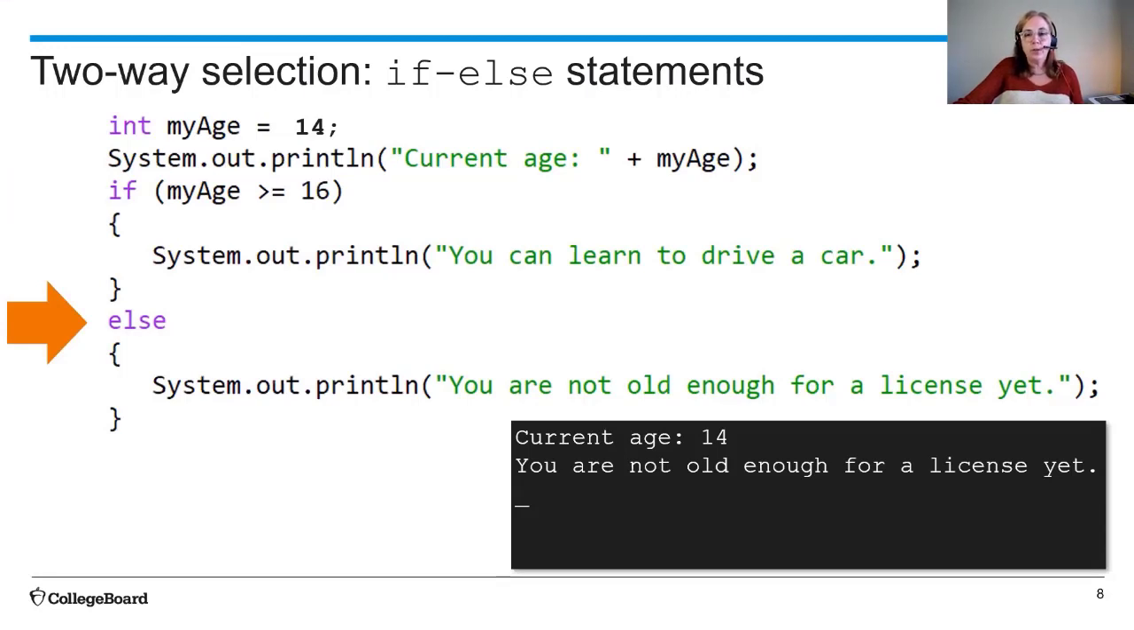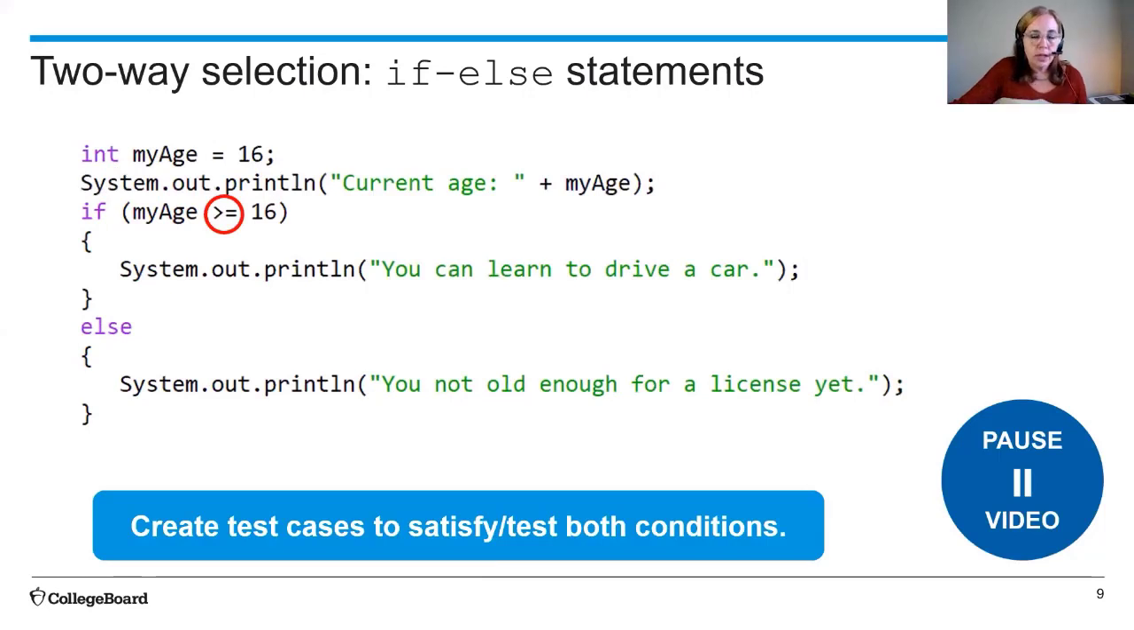So what I'd like for you to do is pause the video and maybe add a few variables of your own or conditions of your own and create some test cases that will actually test both the if condition and the else condition. And maybe you want to change the scenario altogether and think about food, or winning a football game, or playing soccer or whatever. Make your own batch of code and then come back after you've tested.